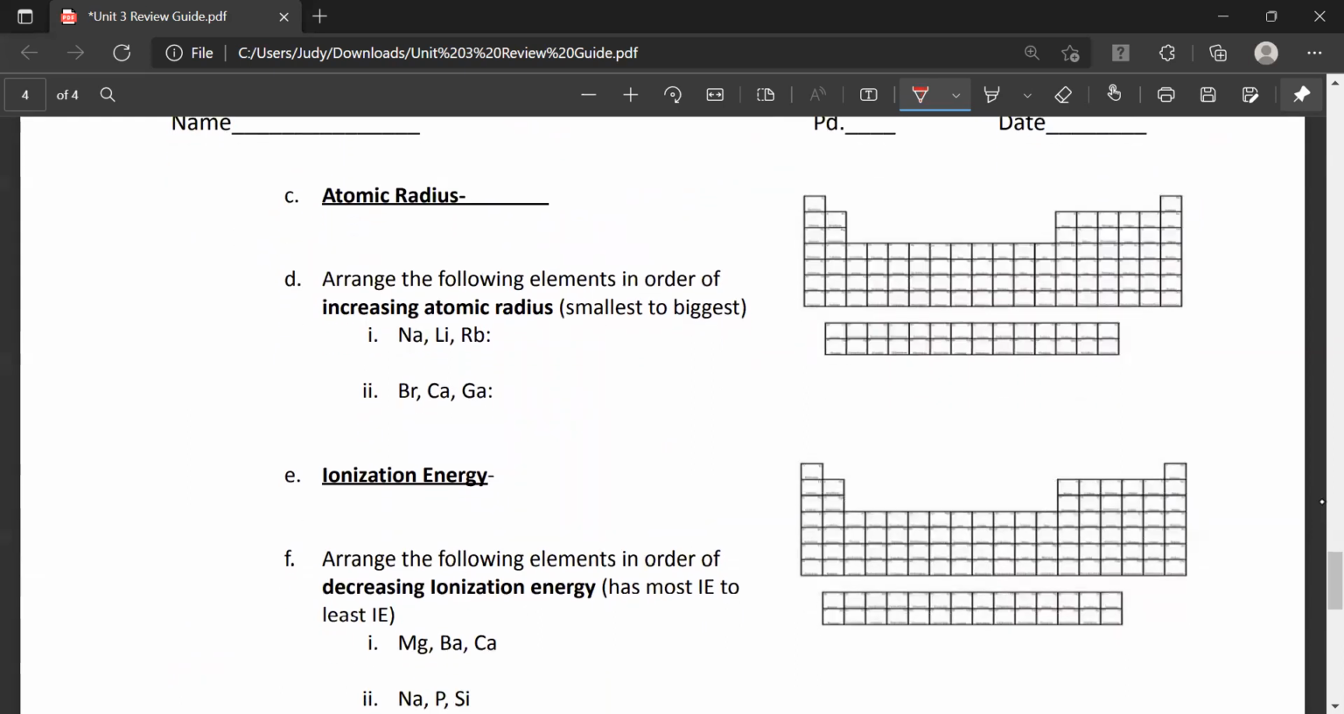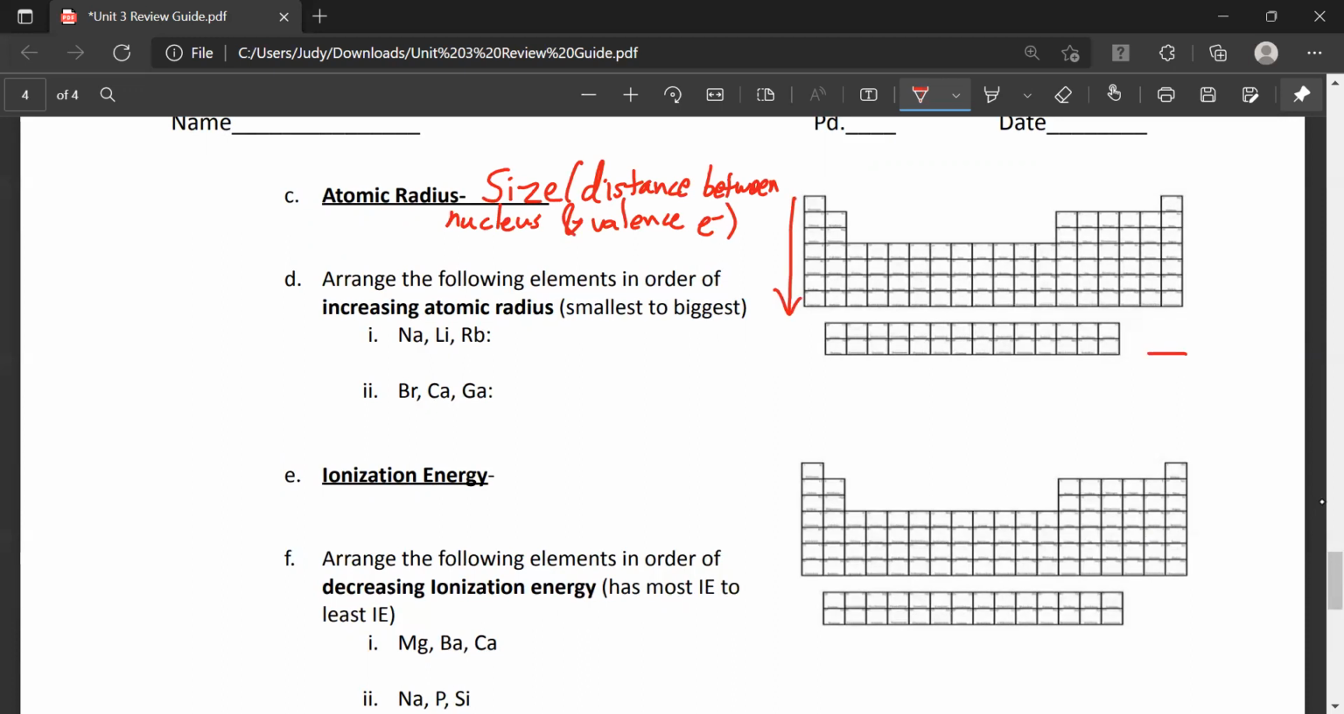Now, atomic radius. Atomic radius is talking about the size, or another way is the distance between the nucleus and valence electron. Now, the pattern is as it goes down the periodic table and to the left, it increases. So it kind of shows diagonally to the left, bottom left corner.